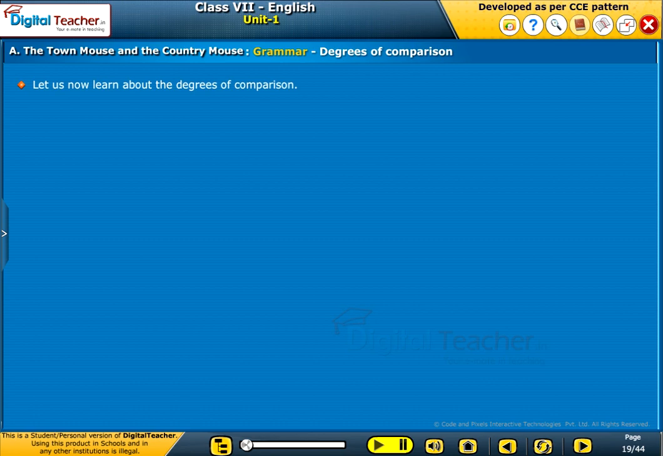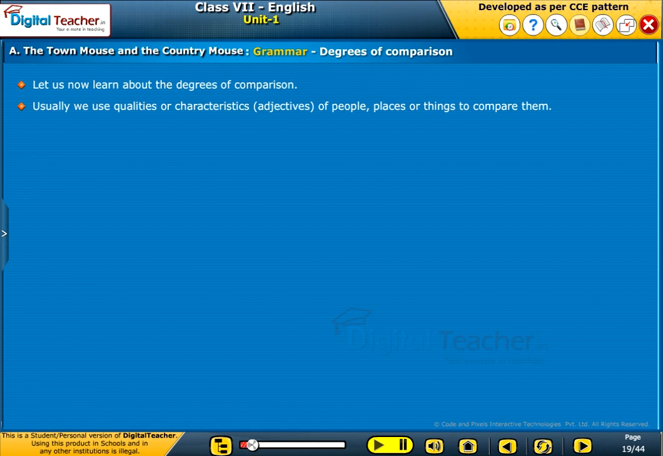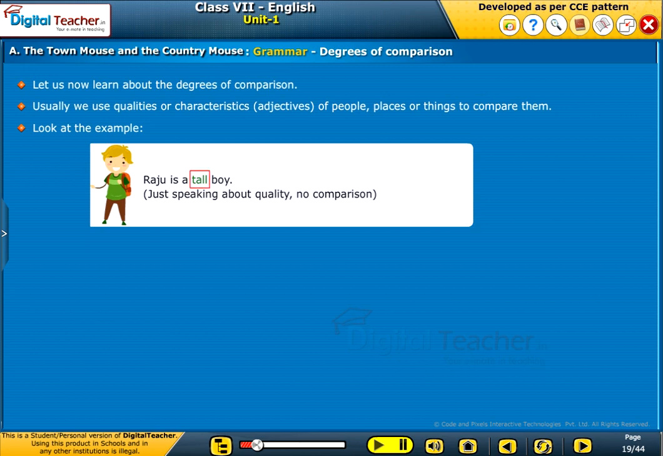In this section, we will learn about degrees of comparison. Usually, we use qualities or characteristics or adjectives of people, places or things to compare them. Look at the example. Raju is a tall boy. Just speaking about quality, no comparison. So, it is positive degree.